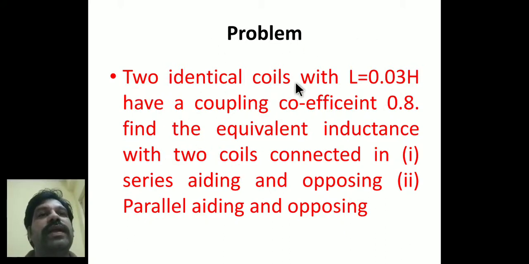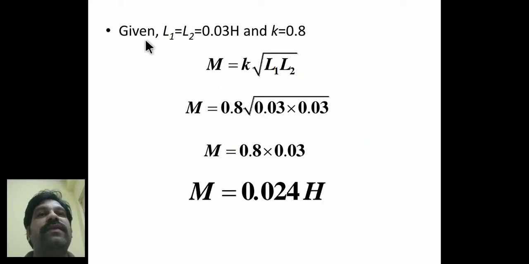Two identical coils with L equal to 0.03 Henry having a coupling coefficient 0.8. Find the equivalent inductance with the two coils connected in series aiding and opposing, parallel aiding and opposing. We have the formulas in the previous section. Given the data, L1 and L2 are 0.03 Henry, and K is 0.8. Therefore, M is equal to K into root of L1 L2. The M value is not given, so we have to calculate it. By substituting the values, we get M as 0.024 Henry.